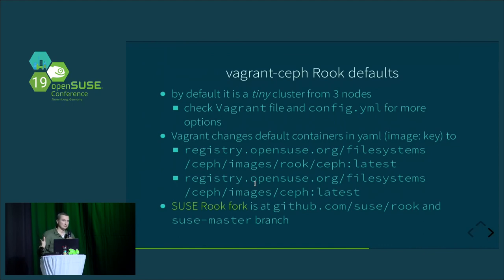So as I said, this could be configured to anything. This is by default a tiny cluster, and it also uses the containers from the file system Ceph development project. They build them there, and you can find them and use them as well. We have our own fork that is adapted to Kubic as well as CaaSP. This is located here in GitHub, SUSE Rook. Most of our development is done upstream, and we have this only for maintaining compatibility with openSUSE and SUSE. And we have this SUSE master branch specifically for that.